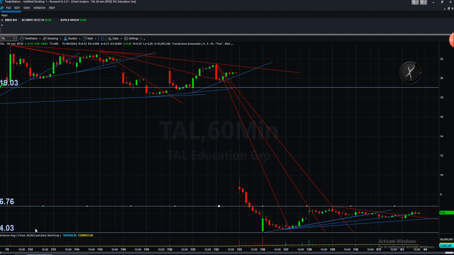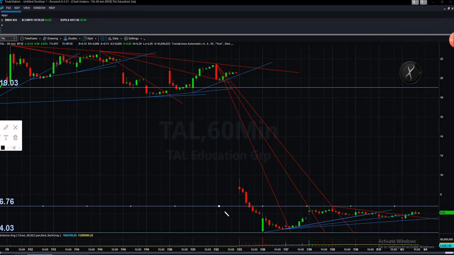So according to the hourly chart, we have a range of $4.03 to $6.76. That's going to be this channel that it's been trading in already. So this area here, it's already been trading within there. That's why it looks to be a good entry, because it's already been there. It's proven that it hit the bottom, it hit the top line.